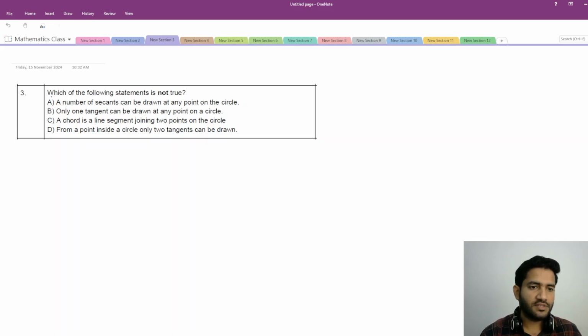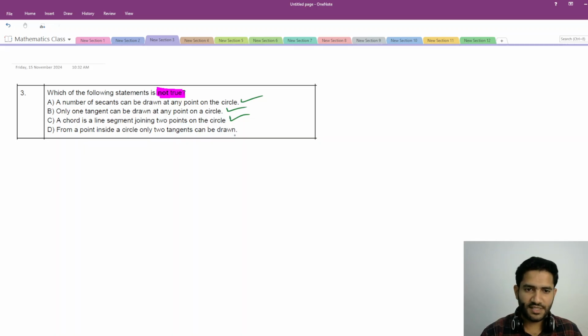Then read the question. Which of the following statements is not true? A number of secants can be drawn at any point on the circle. That's a true statement. Only one tangent can be drawn at any point on a circle. That's also a true statement. A chord is a line segment joining 2 points. Obviously, that's right.